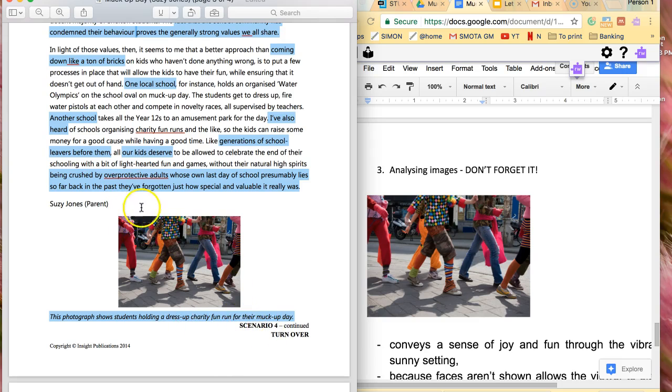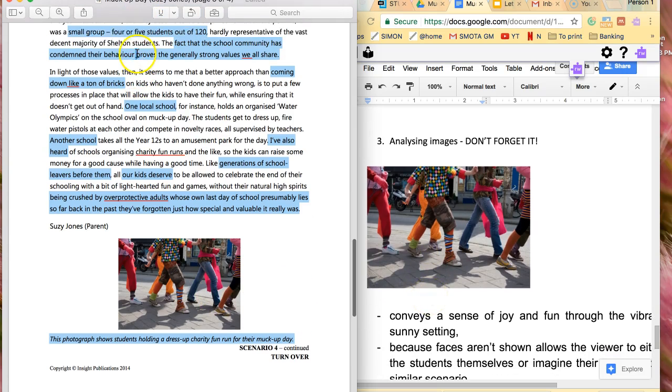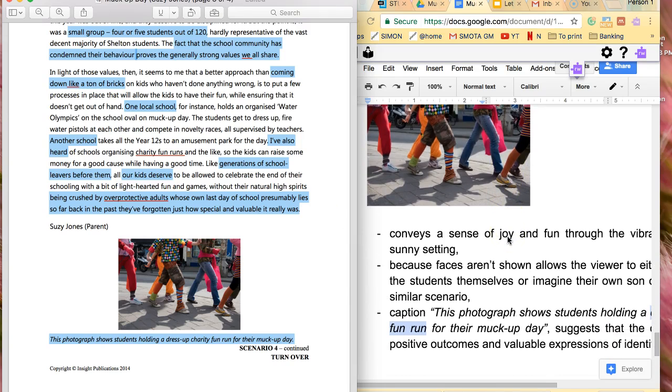Now, you'll also notice that you can't see any of the heads of these people. And what that means is that the audience, which could be parents or students or teachers, they themselves can imagine that this is them participating in their own day, or it's their children participating in their Muck Up Day. The lack of identity means that they can place themselves in that image and really try and empathize with and imagine what it would be like not to have their own Muck Up Day anymore, just because of a handful of poorly behaved people.